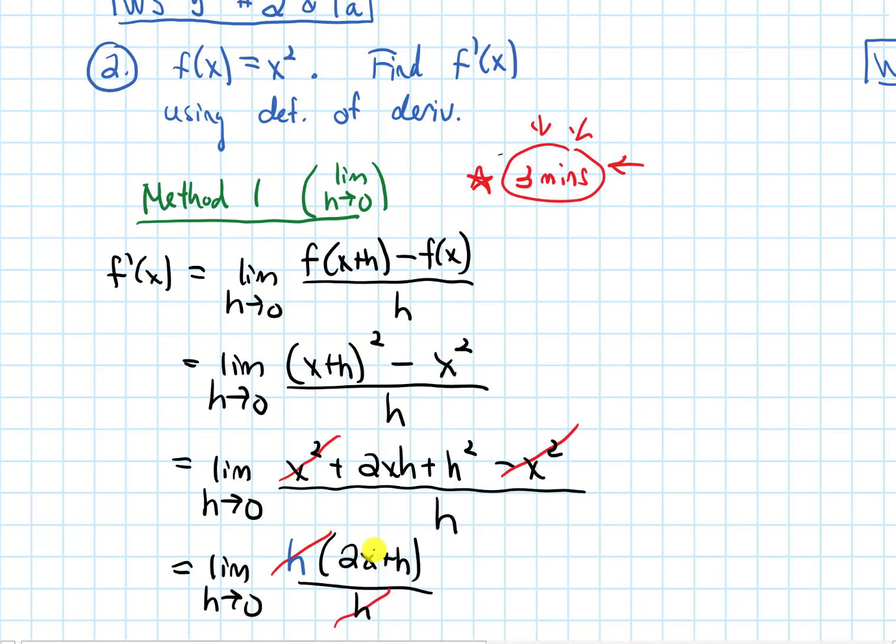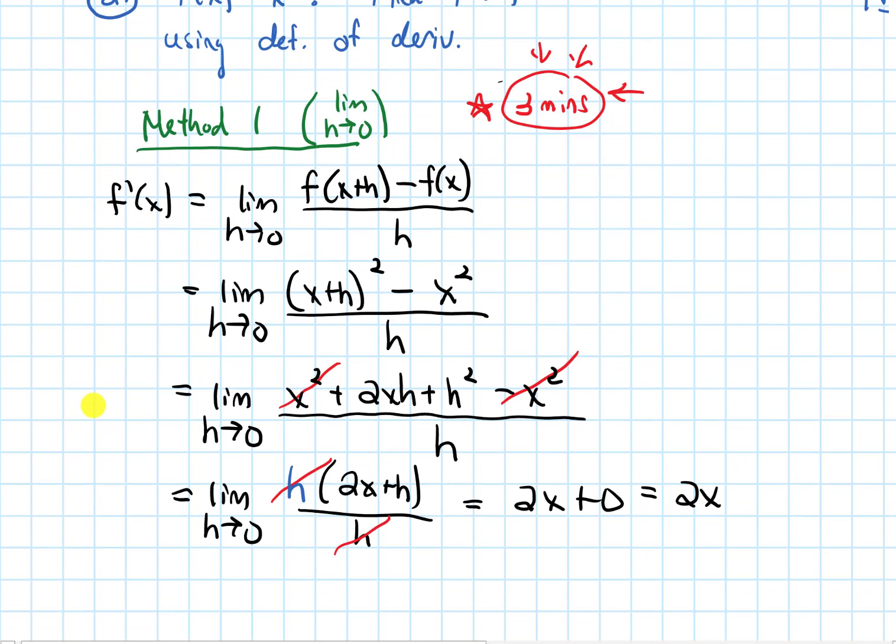And after they cancel, now I can plug in. So I can plug in, and I'll get 2x plus 0, which is just 2x. Okay, so we've gotten our derivative. Thus, our derivative, f prime of x, equals 2x.